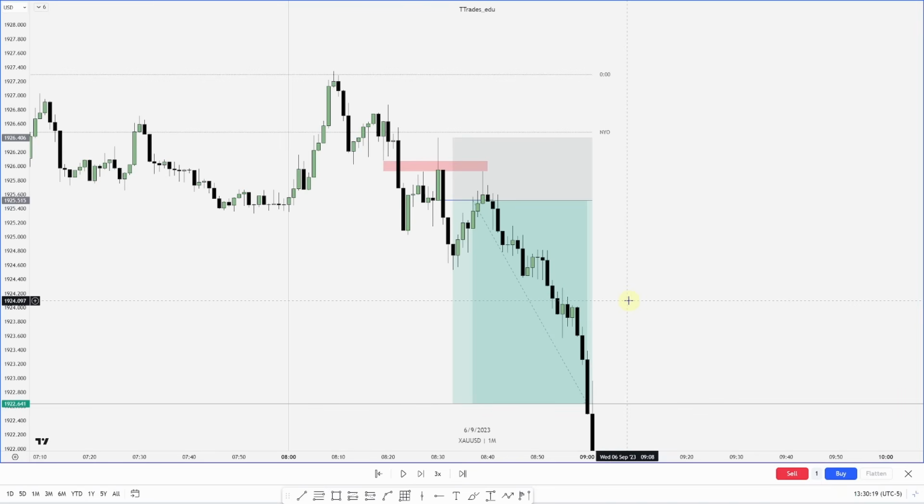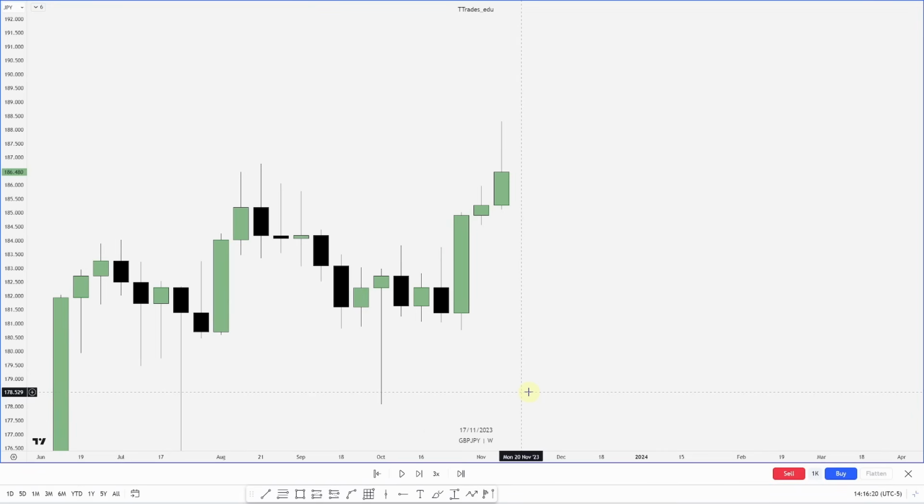And you can see how we used internal range liquidity to external range liquidity on the hourly chart for our bias. We then used the 5 minute chart to find an intermediate term high, and then used the 1 minute chart for an entry. So here we are on GBP JPY, and if you notice we have an old high that was just taken here.